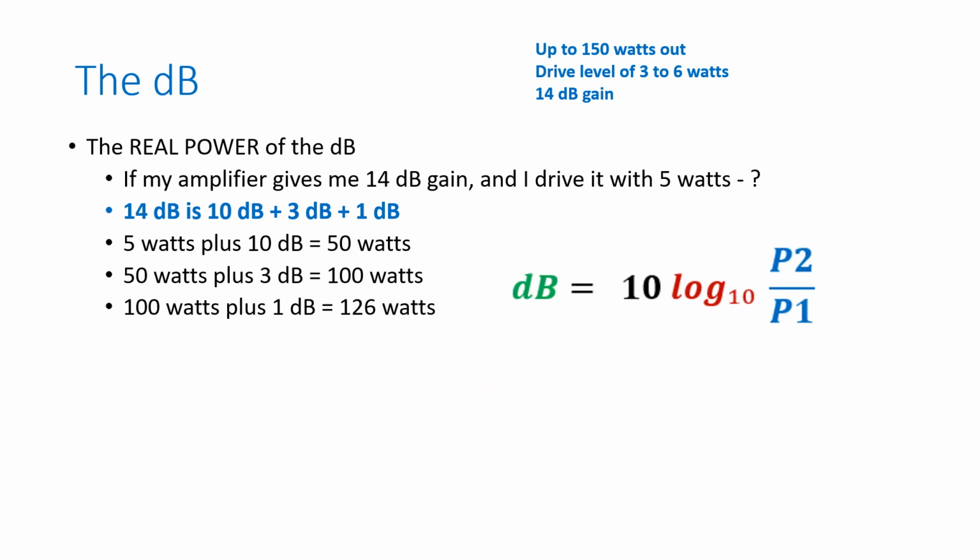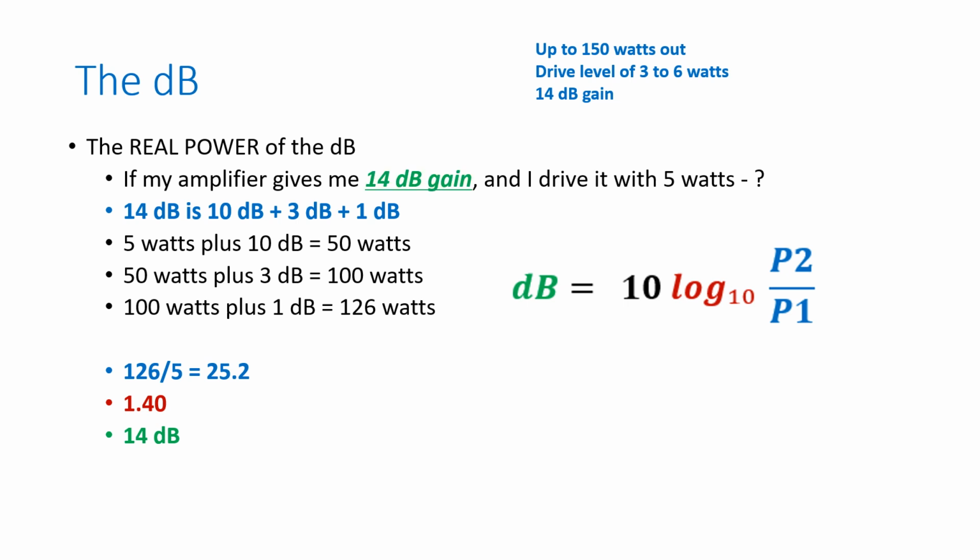Does that really work? Without using the formula, can we really get away with this? Well, let's find out. I said 126 watts out for 5 watts in. I put those numbers in. I get a ratio of 25.2. I take the base 10 log of 25.2. I multiply it times 10. I have just confirmed that I do have 14 dB of gain.